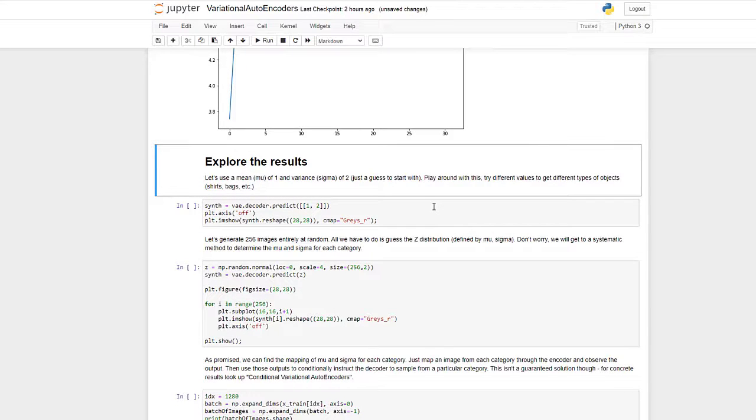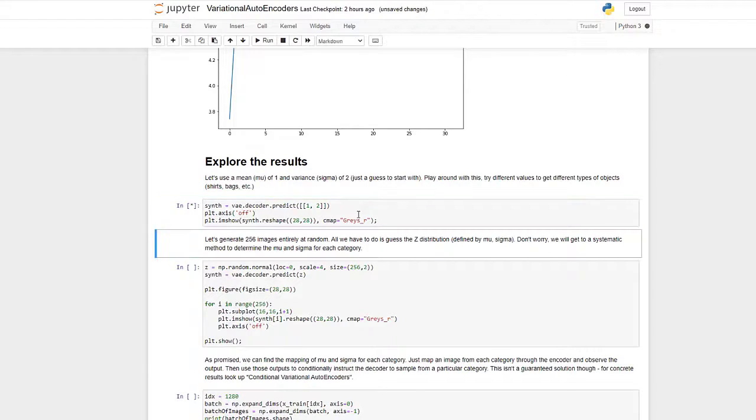So again, the idea here is that now that we've trained the model, we can throw out the encoder and just use the decoder to construct synthetic images. So let's see what a probability distribution of 1 and 2 gives us. So we're just going to call the decoder, ask it to generate an image based on the input of 1, 2. And again, that corresponds to our mean and variance. We'll just plot that as a grayscale image, 28 by 28, and see what we get back from it.